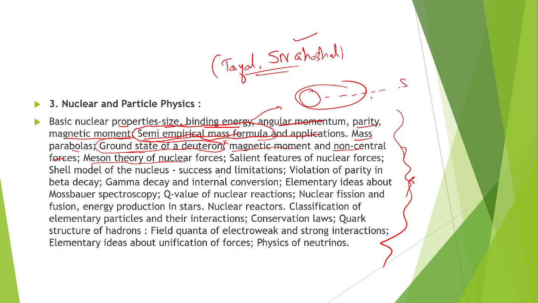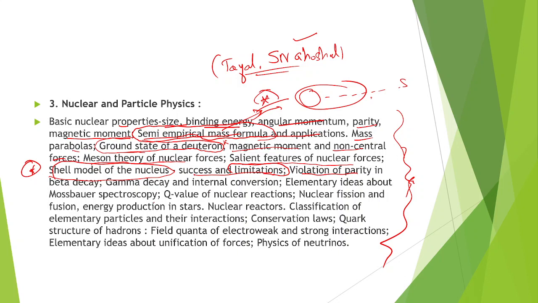Meson theory of nuclear forces. We have salient features of nuclear forces. Shell model of the nucleus, a very important part. These models are important, and this semi-empirical formula, these models are very important. Success and limitations. We can read a slight amount of the limitations, like the collective model.